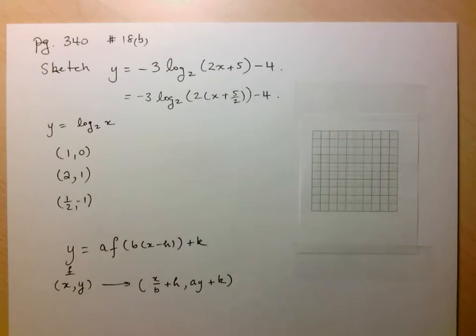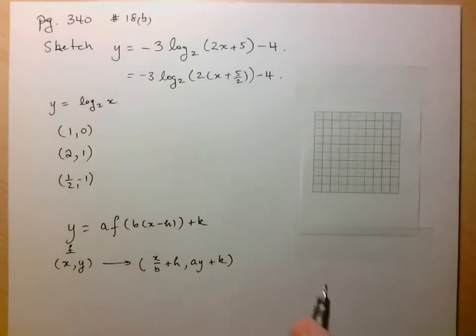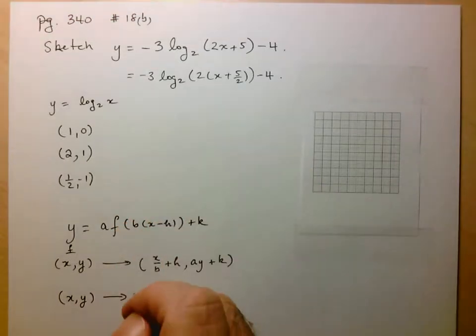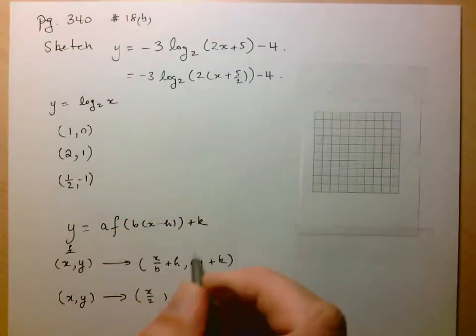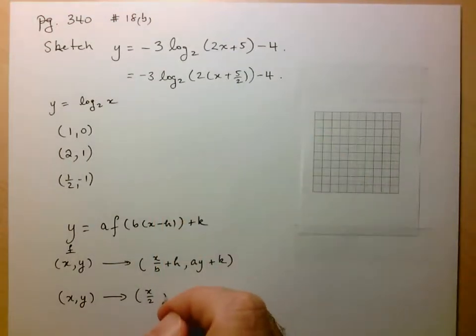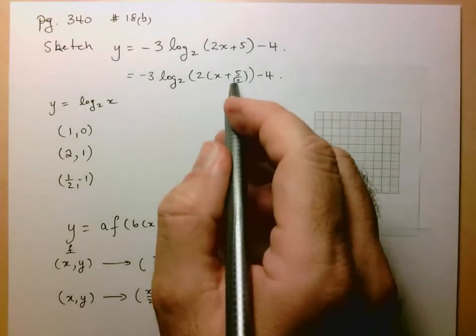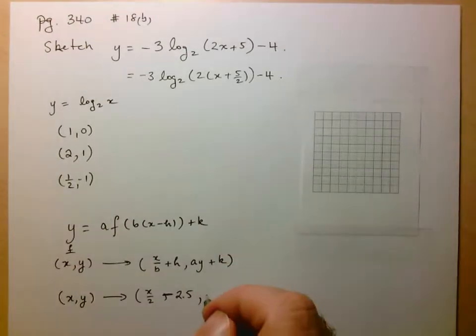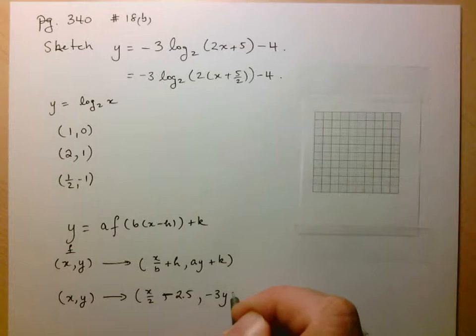So in this case, what's going to be happening is we have our point x, y, which is going to become, in this case, we're dividing x by 2, and then, again, always the opposite, we're subtracting, sorry, made a mistake there, we're subtracting 5 over 2, or we're subtracting 2.5. And then what's happening to the y values, we're multiplying the y values by negative 3, and then we're subtracting 4. So this is the recipe I'm going to be following.